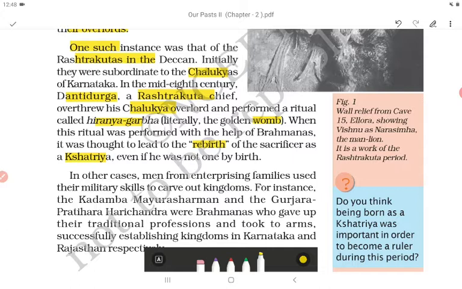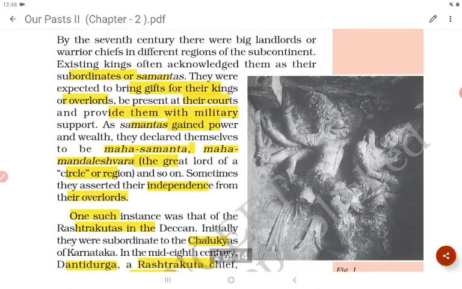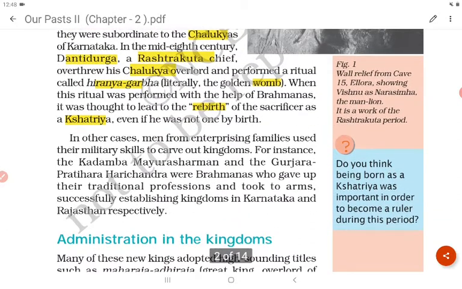So, figure number 1. This is a wall relief from Cave 15, Ellora, showing Vishnu as Narasimha, the man lion. It is a work of the Rashtrakuta period.